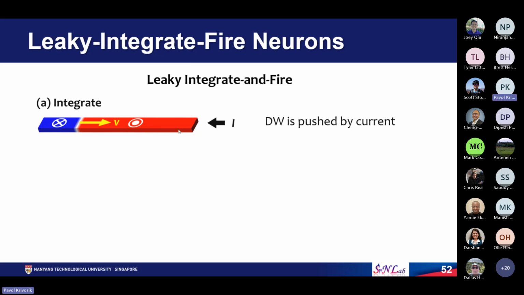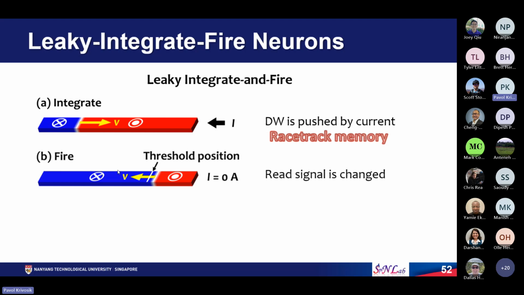So let's say this device represents a neuron. This neuron receives electrical pulses from all the other neurons. So this accumulated electrical pulse helps to move the domain ball from left to right. The domain ball will move from this position to this position. So that's called the integration. This is not a challenging topic.